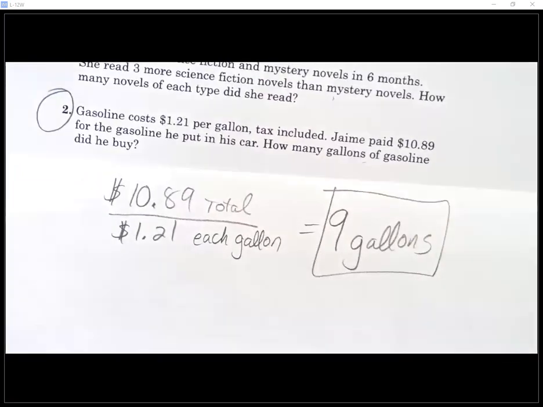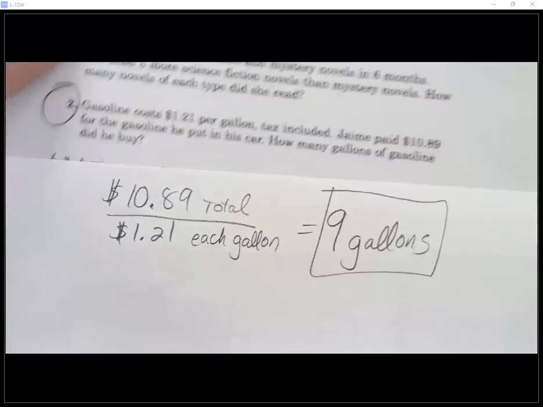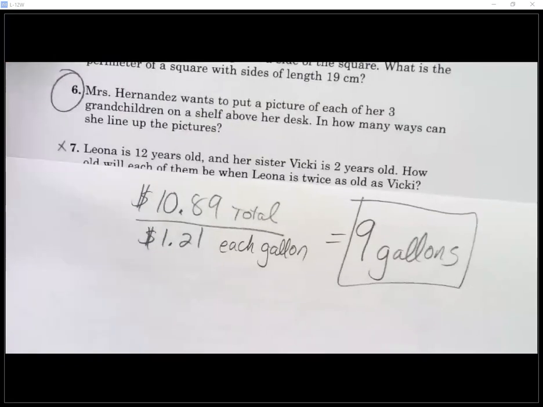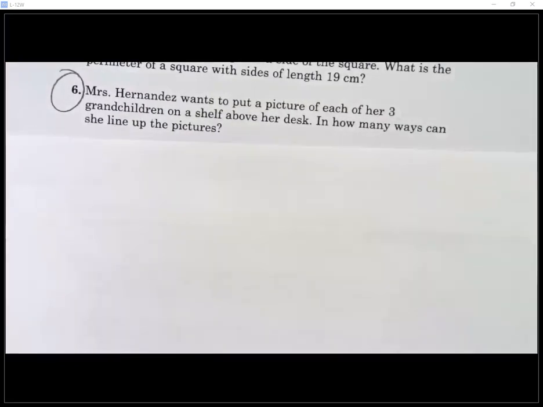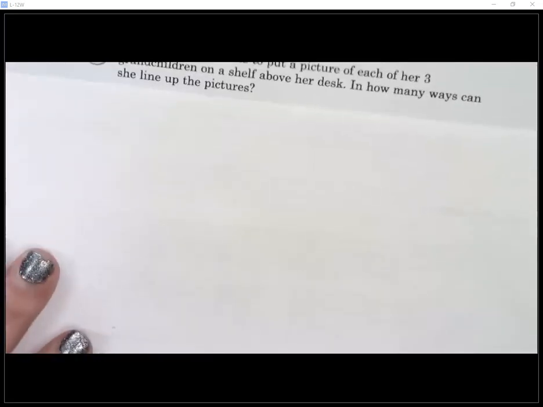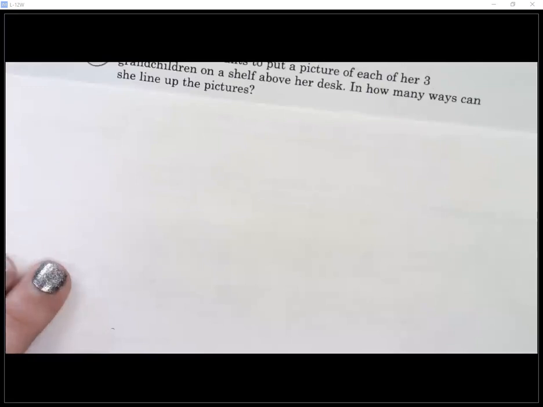That wasn't so bad. All right, let's jump down to 6. This is a good one for either making a chart or drawing a picture. Mrs. Hernandez wants to put up a picture of each of her 3 grandchildren on the shelf above her desk. How many ways can she line up the pictures?